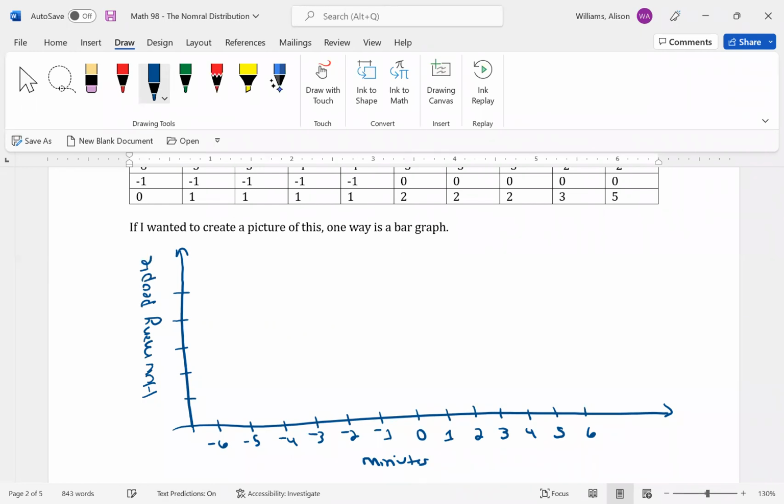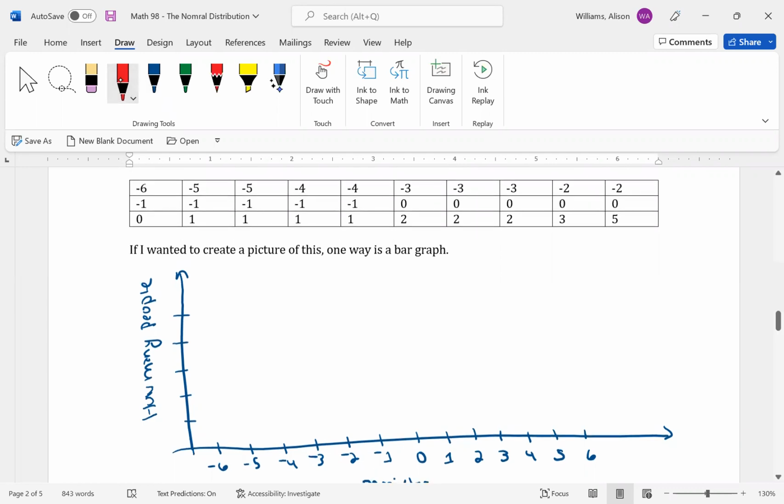Okay. So for 6 minutes, there was only one person who came 6 minutes early. So I'm going to do a little rectangle there. For 5 minutes, there were 2 people who came in. Oops. Let me try to draw it a little bit closer. There we go.